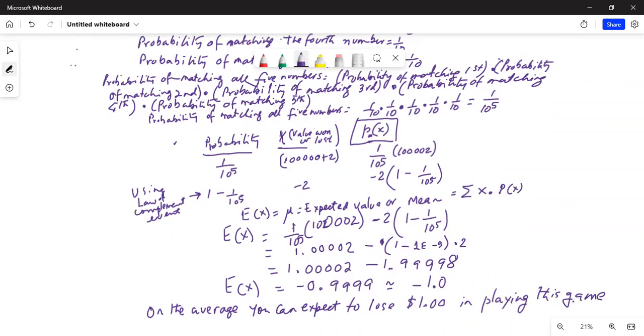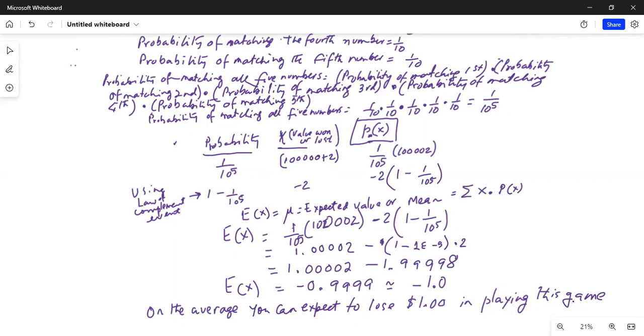So the key concept here is that matching all the 5 numbers are independent events. So the probability of matching all 5 numbers, that means matching 1 and 2 and 3 and 4 and 5, is equal to the probability of matching 1 times the probability of matching 2 times the probability of matching 3 times the probability of matching 4 times the probability of matching 5. This concept is used because these are independent events. So that probability is 1 divided by 10 to the power of 5, or 1 exponent minus 5.